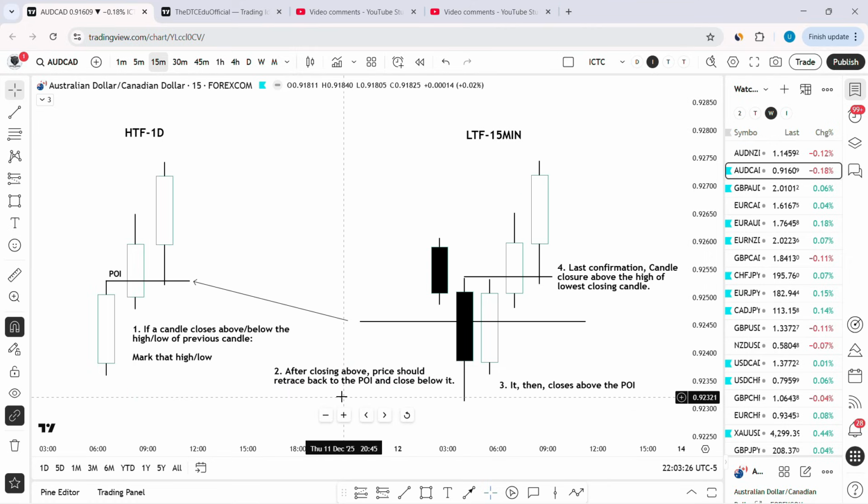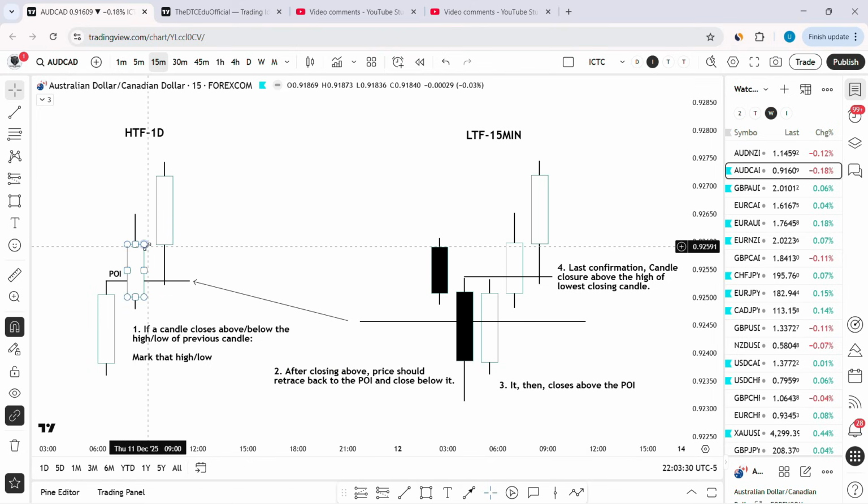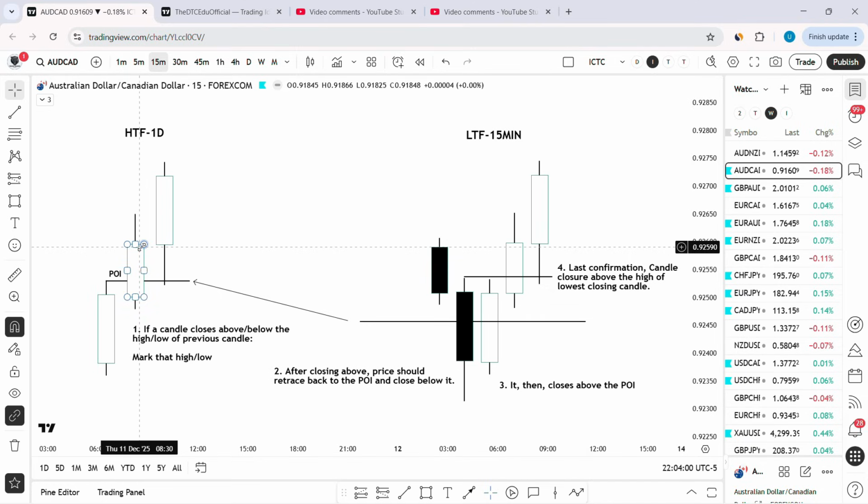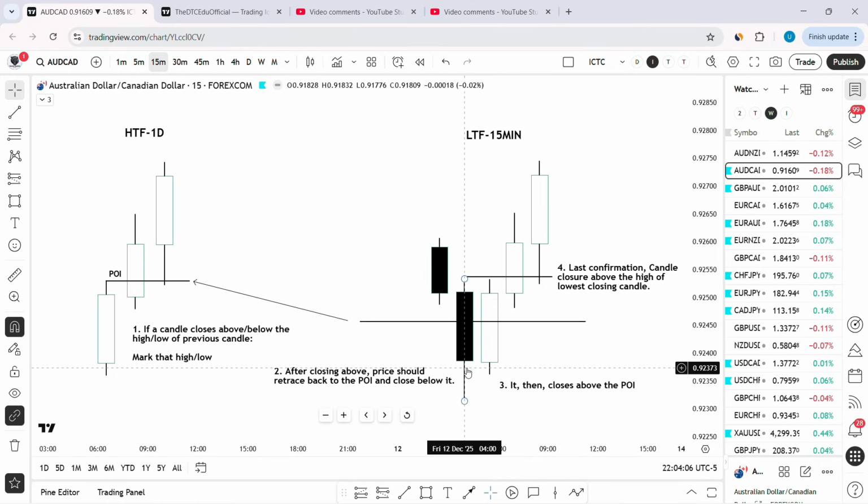The first confirmation is that after closing above, this is what I am referring to here, the price should retrace back to the POI and close below it. So what this means is that after the close of second candle, the third candle should retrace back to the POI, and on 15 minute, the price should close below this point of interest.